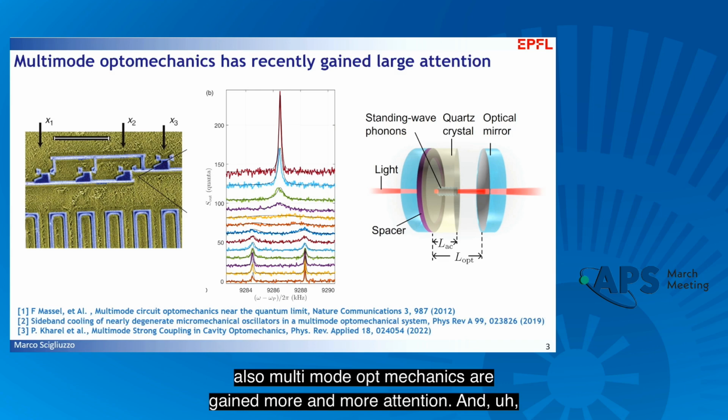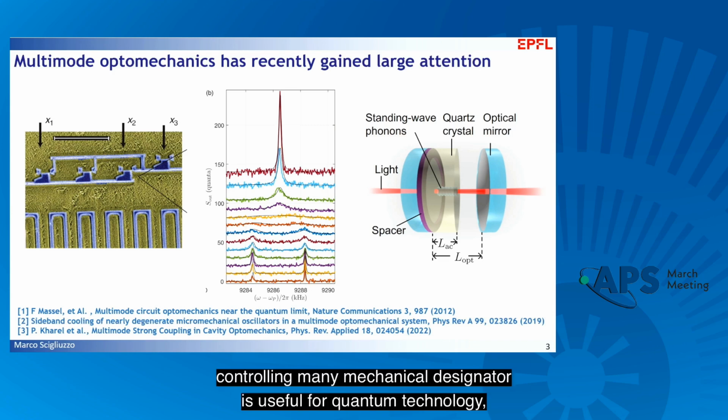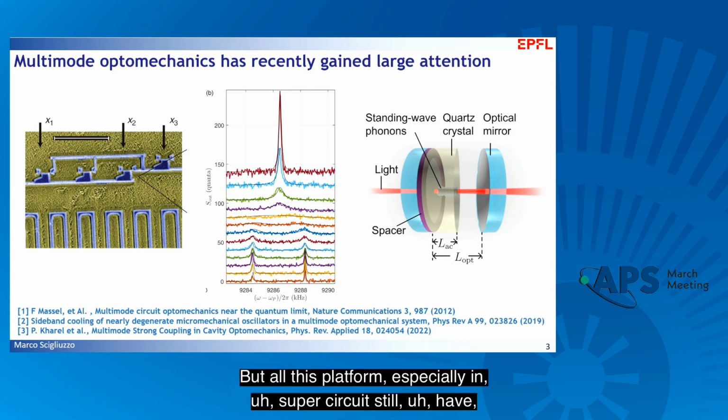And importantly, in the past, let's say 10 years, multimode optomechanics is also gaining more and more attention. And we think that this platform, when we have a single microwave mode controlling many mechanical resonators, is useful for quantum technology. For example, if you want to do quantum simulation.